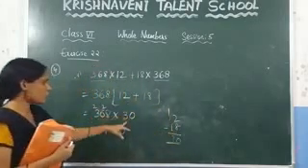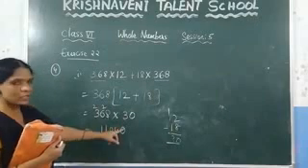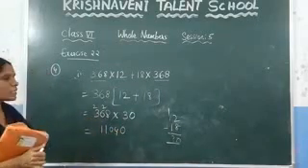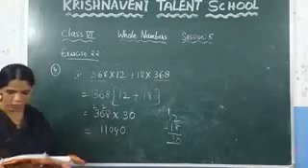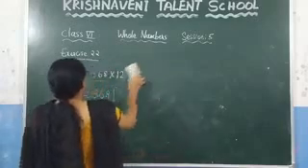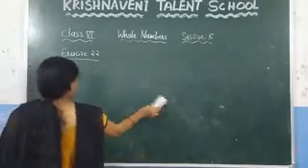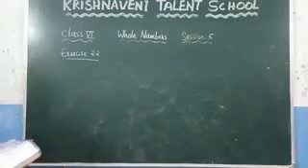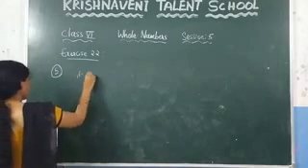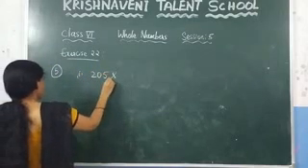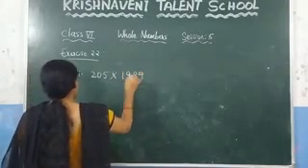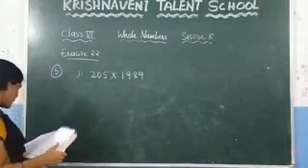So here, in place of this, write 30. Now you need to multiply these two values. So after multiplication you will get this answer. Now similarly you can solve the next problem. Now see the fifth question. Fifth question, 205 into 1989. Similarly, one more question is there that you can do as homework.